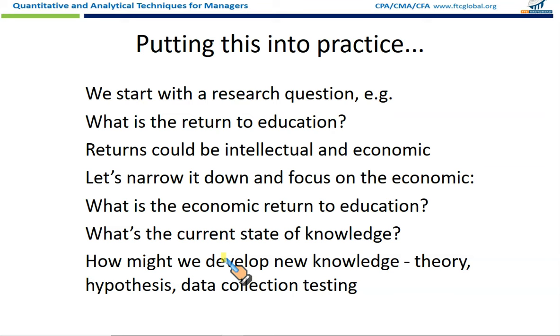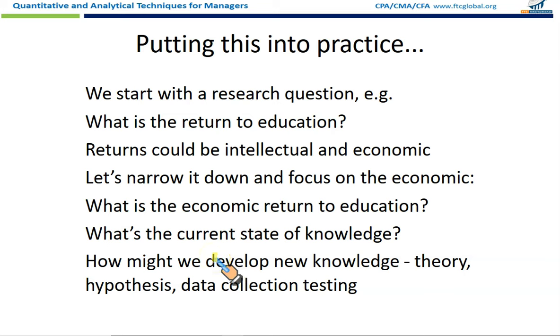to education. This could involve forming a theory, for example, perhaps a general principle like higher education leads to higher lifetime earnings. This is the theory. Hypothesis, a testable statement based on the theory, such as graduates with a college degree earn 20% more than those with only a high school diploma, right?